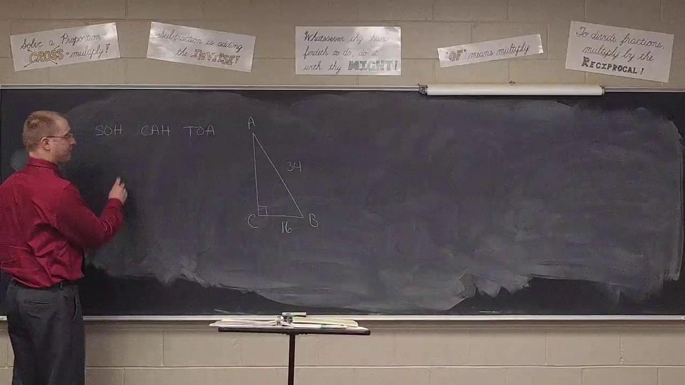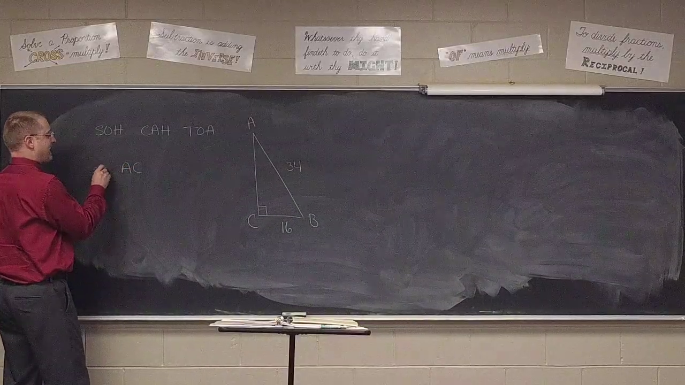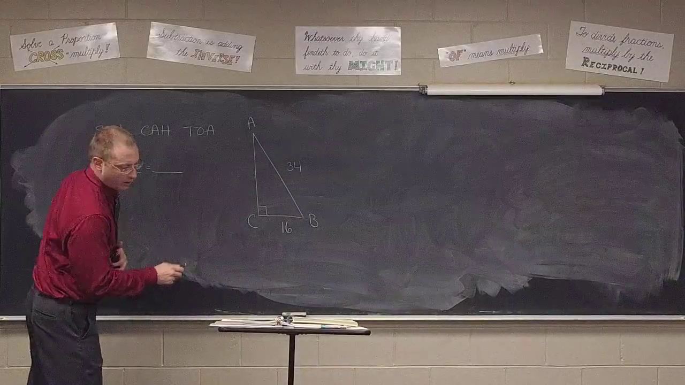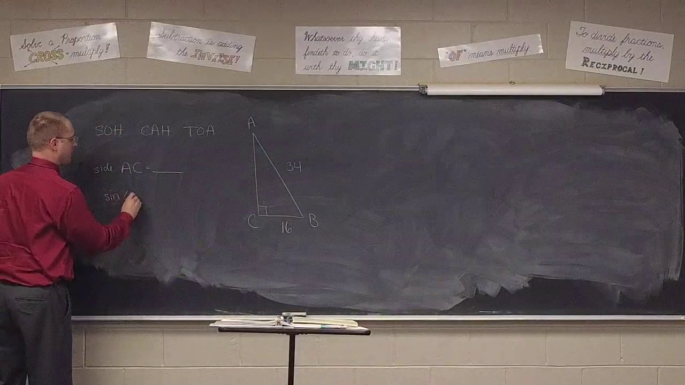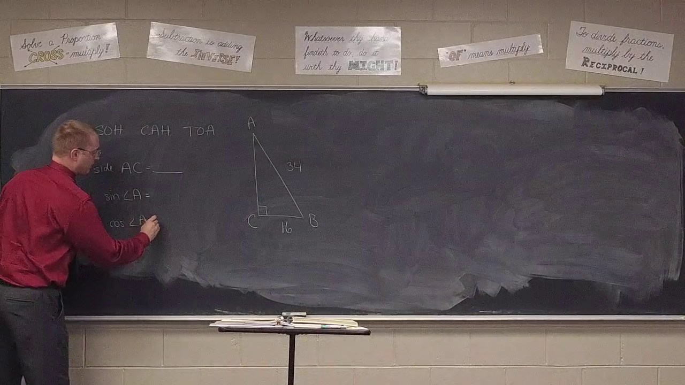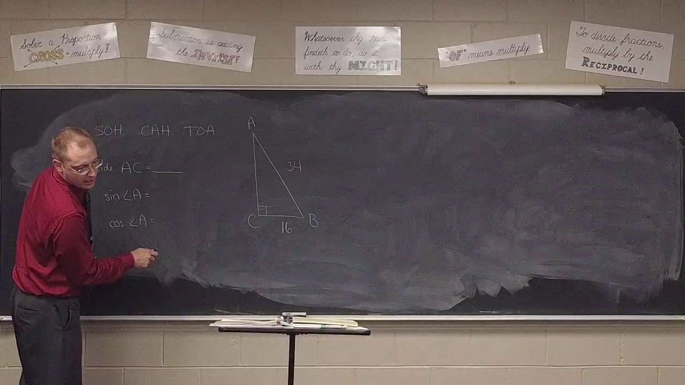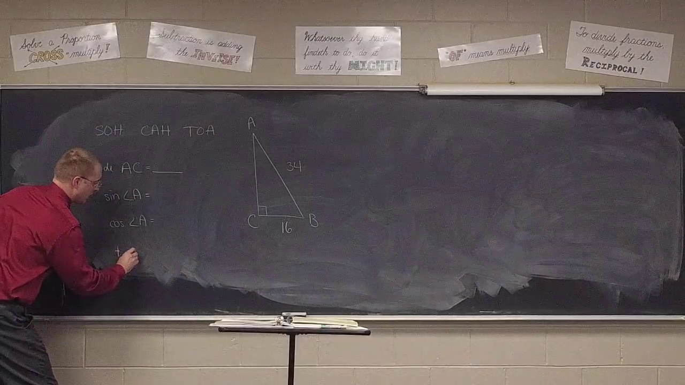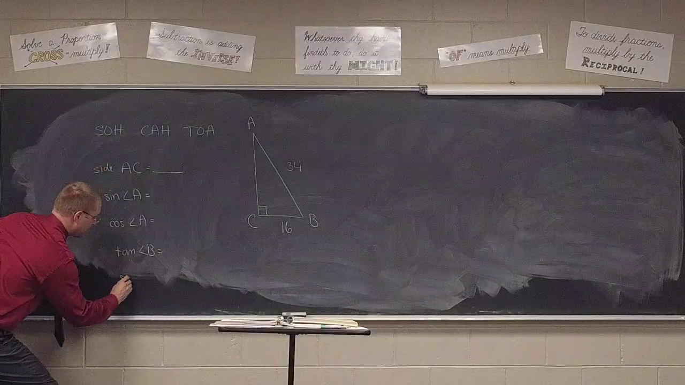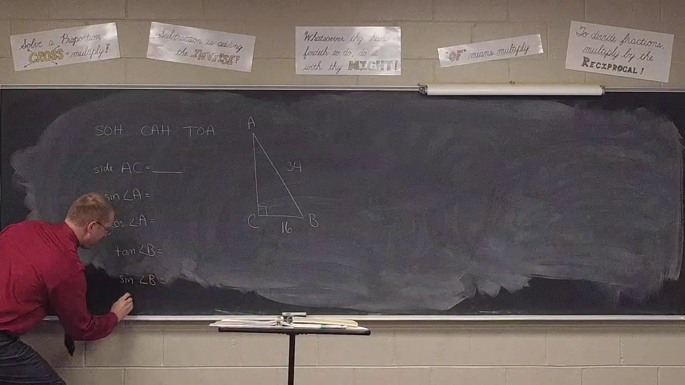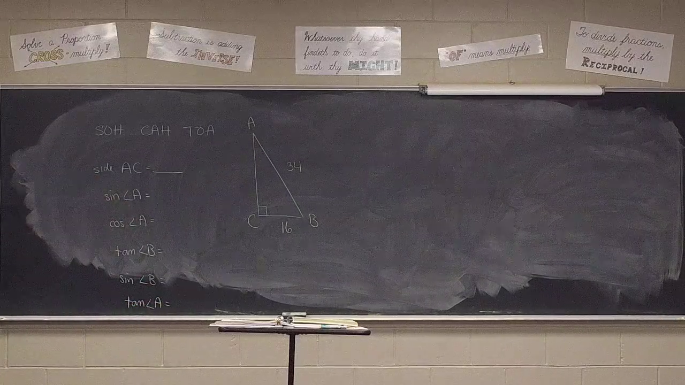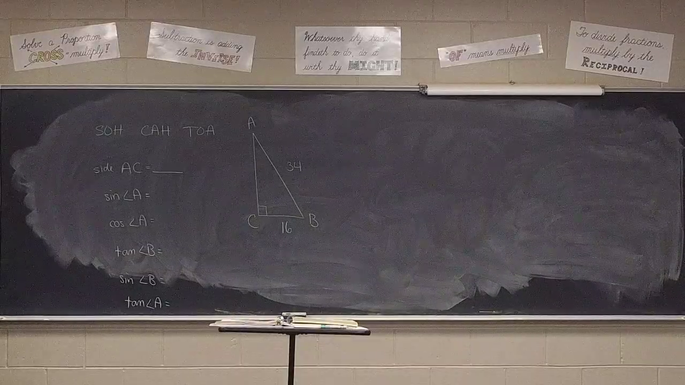So several things I want you to find. First of all, I want you to find side AC. Once you've found side AC, I want you to find the sine of angle A. Then I want you to find the cosine of angle A. Then I want you to find the tangent of angle B, the sine of angle B, and the tangent of angle A. All right, so 6 things to find at your seats. Go ahead and work on this classwork problem now.